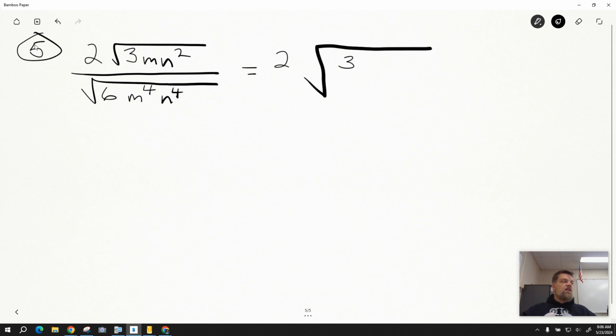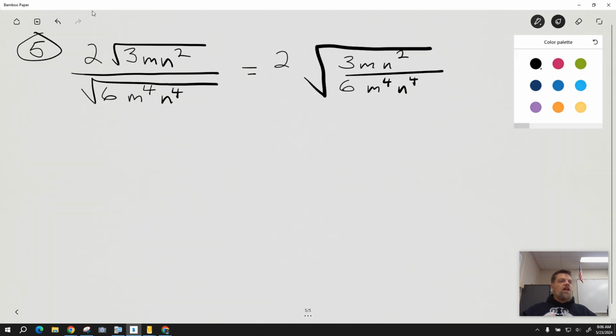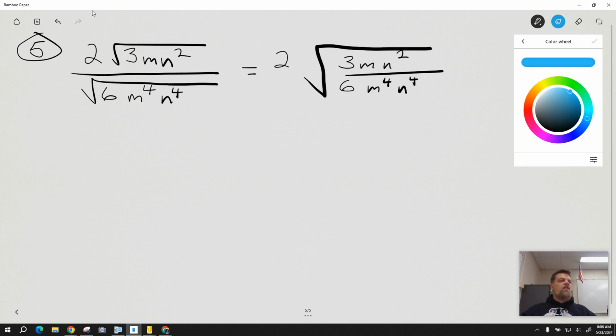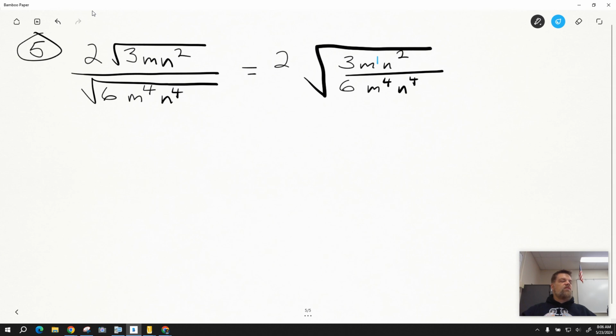I could say 3m n squared all over 6m to the 4th n to the 4th. And we could simplify the fraction. Okay? So to simplify the fraction, remember that this is m to the 1st.